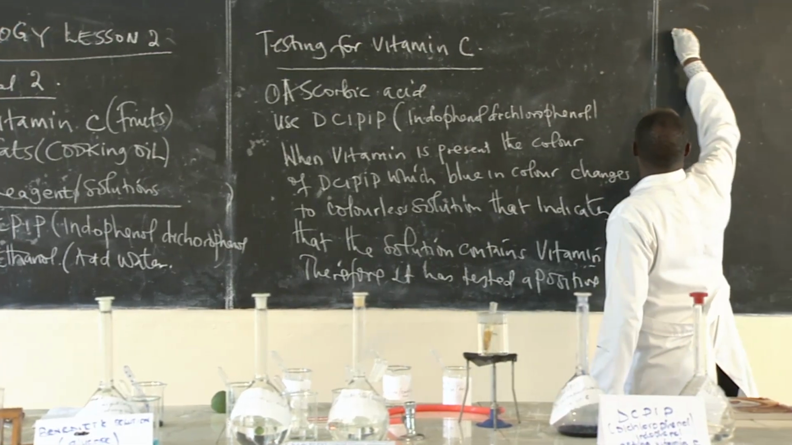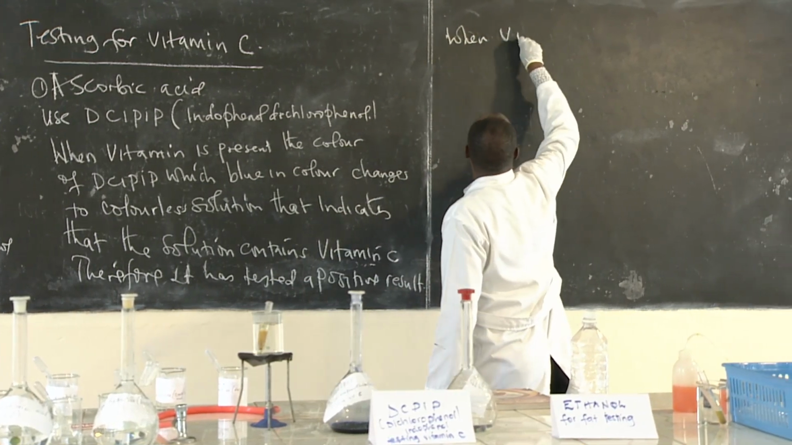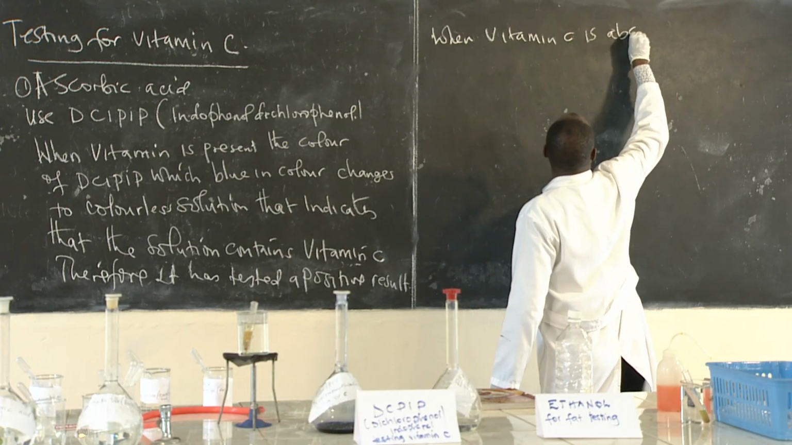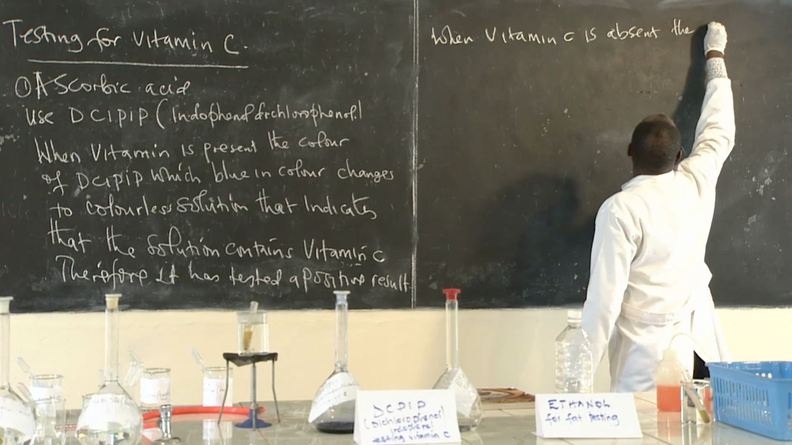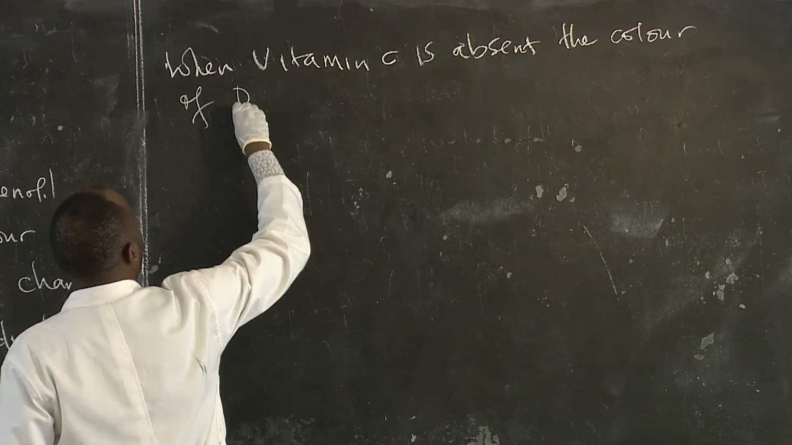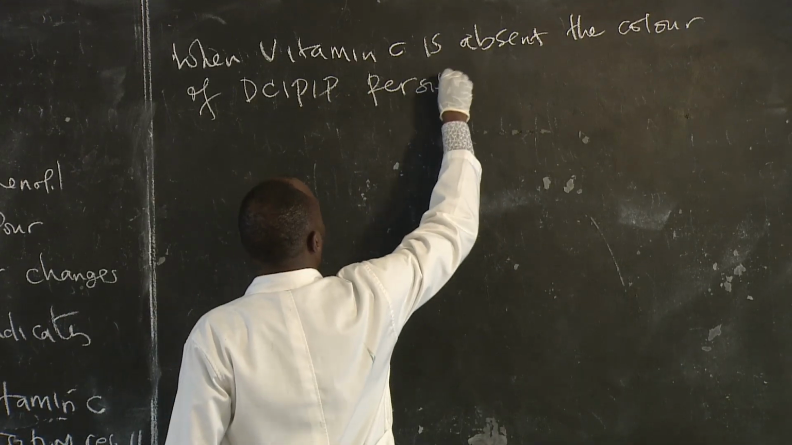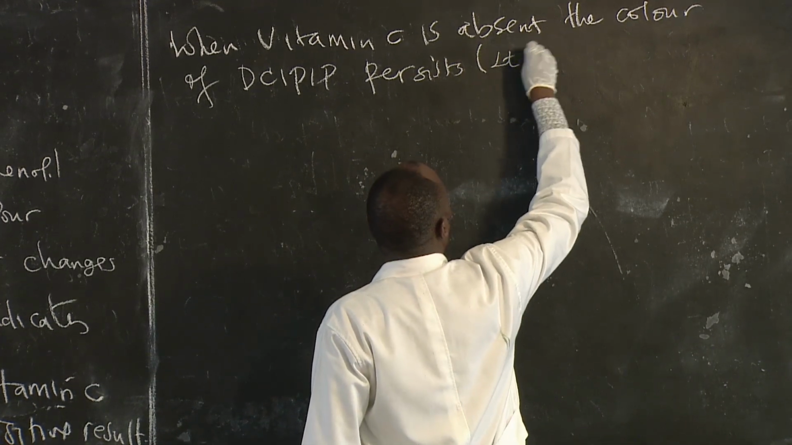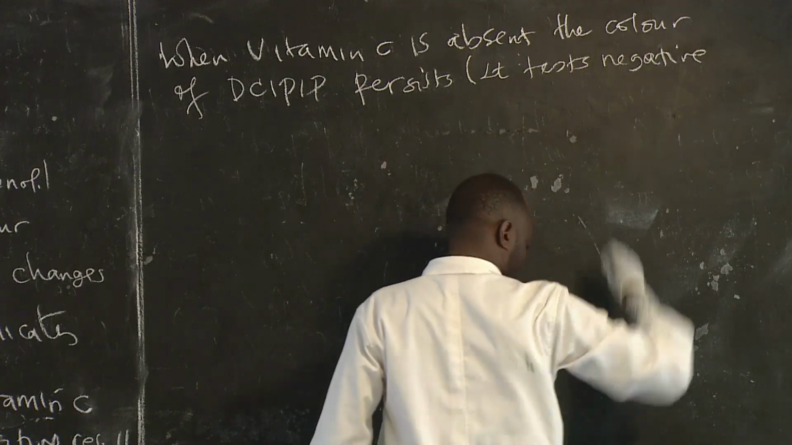Then you can also say, number 2, that when vitamin C is absent, the color of DCPIP persists. It means it tests negative results.